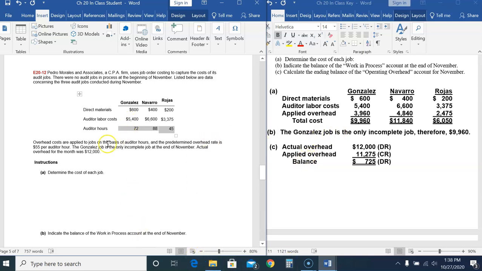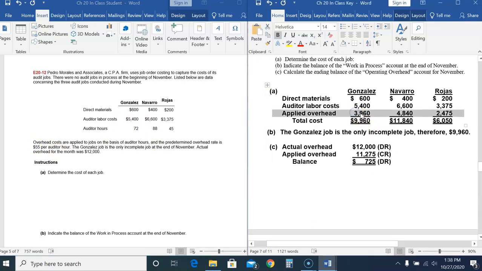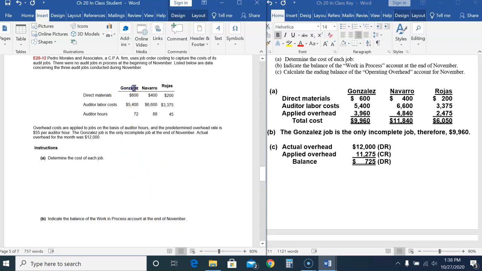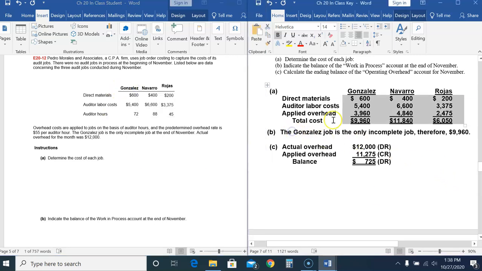If I multiply $55 times 72, I come up with $39.60. 88 times 55, I come up with $48.40. 45 hours times $55 per hour, $24.75. I now have the total cost of each job. The only job that was in process at the end of November was the Gonzalez job. So work in process at the end of November will be the cost associated with the job still in process.